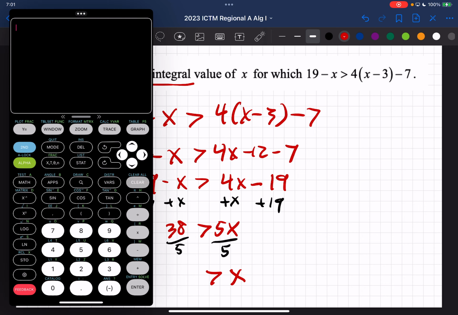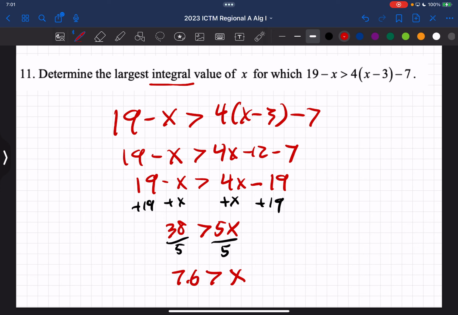So 38 divided by 5 is 7.6. Now if I turn this around, x is less than 7.6. So it's any number less than that, but we want the largest integer. So the largest integer that's less than 7.6 is going to equal 7.